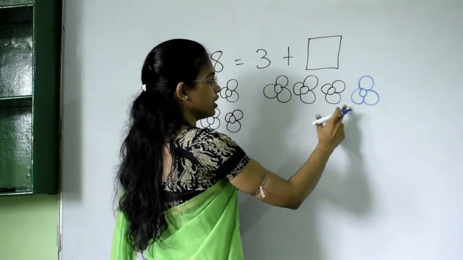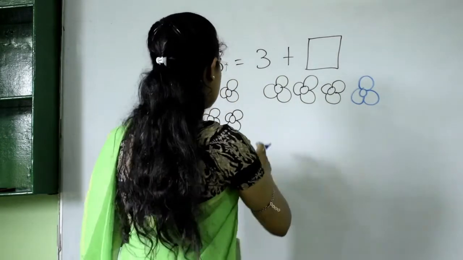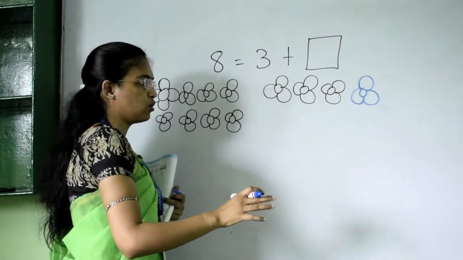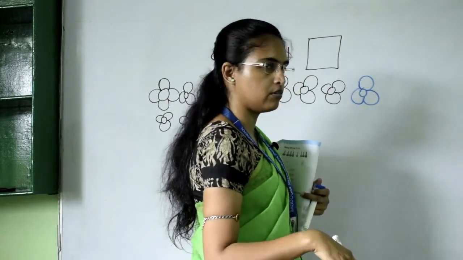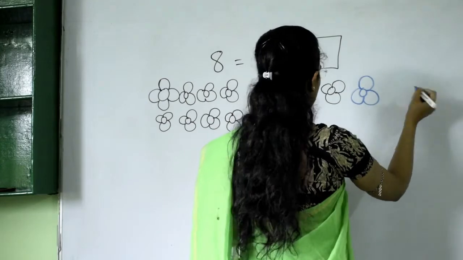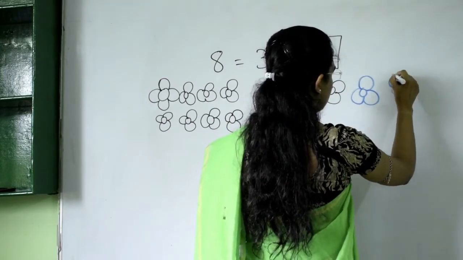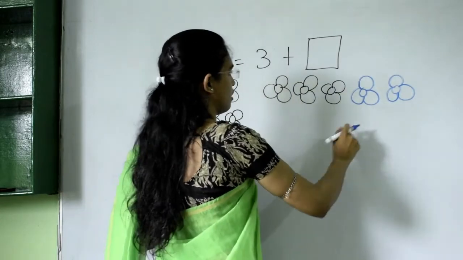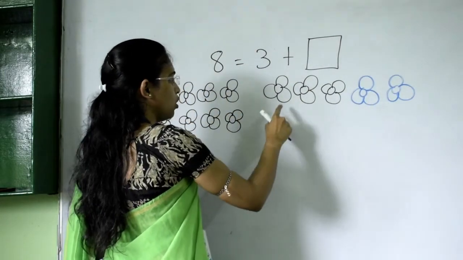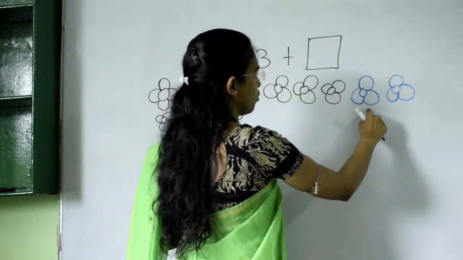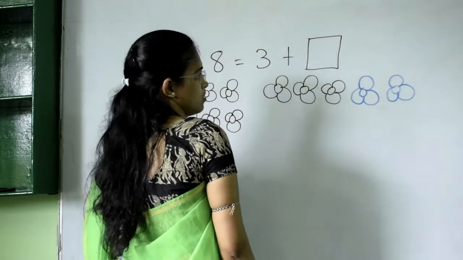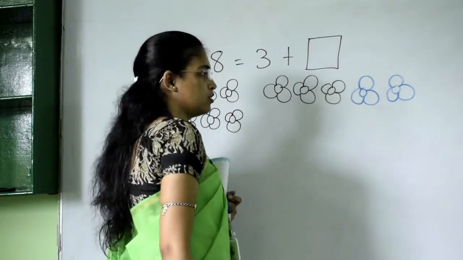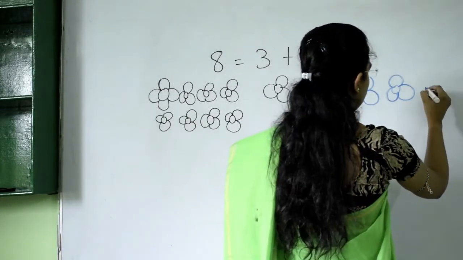1, 2, 3, 4. So that means we have 4 flowers in this side and 8 flowers in this side. They are same? No. So we have to add more flowers. So again we add one more flower with these 4 flowers. So how many flowers do we have now? 1, 2, 3, 4, 5. So that means we have 5 flowers here. It is not 8. So we have to add one more flower.